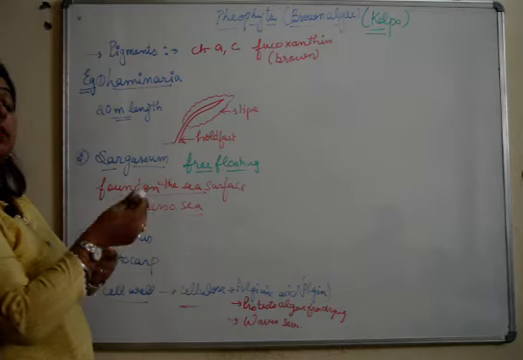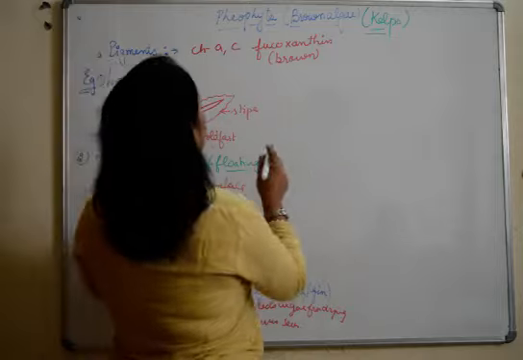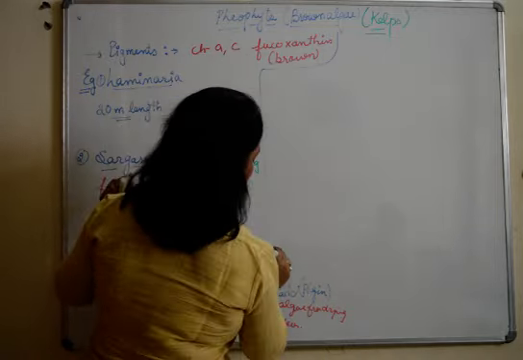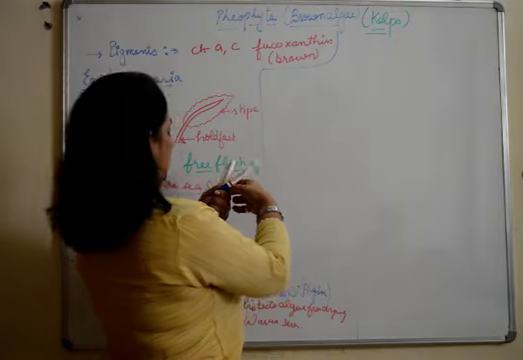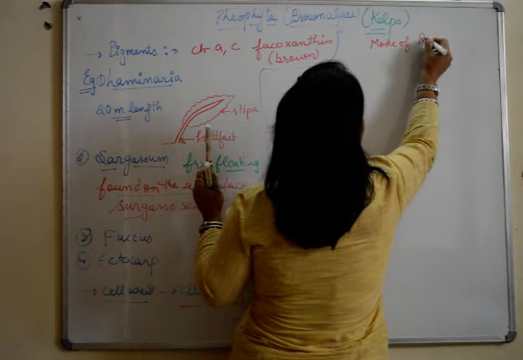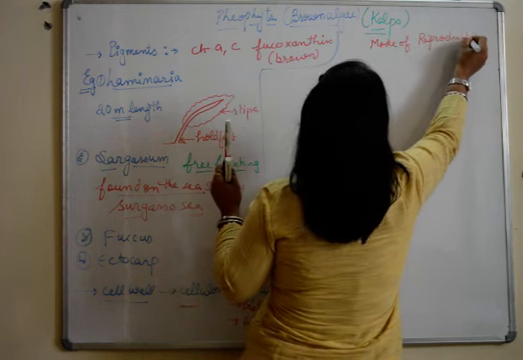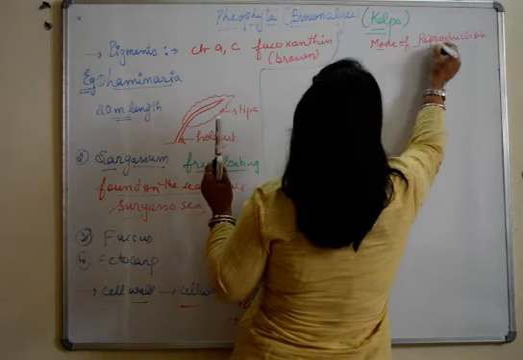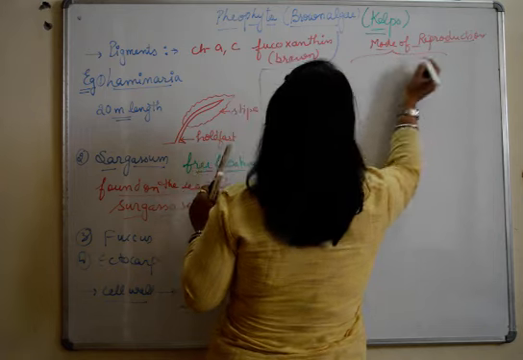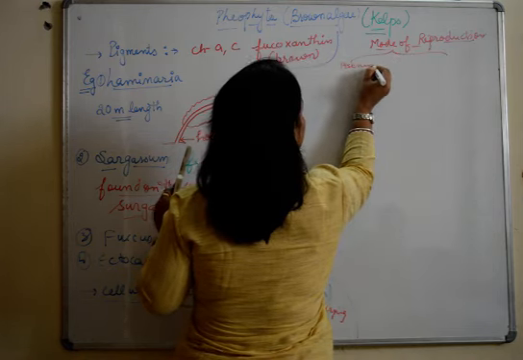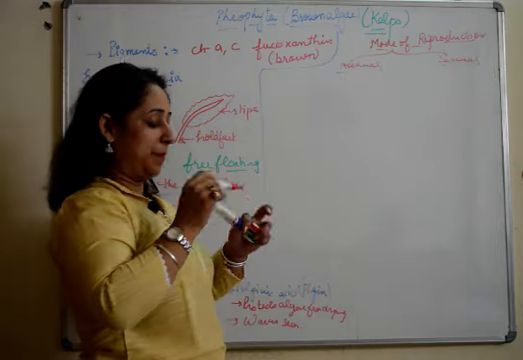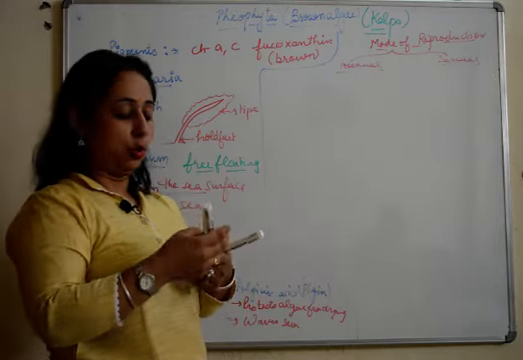Then comes the most important part here, that is the mode of reproduction. Now the mode of reproduction in brown algae can be of both types. It can be asexual as well as sexual. We'll be discussing both by taking the example of Fucus and Ectocarpus.